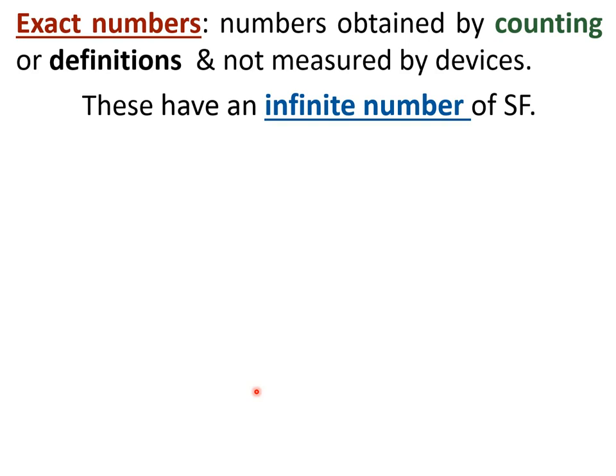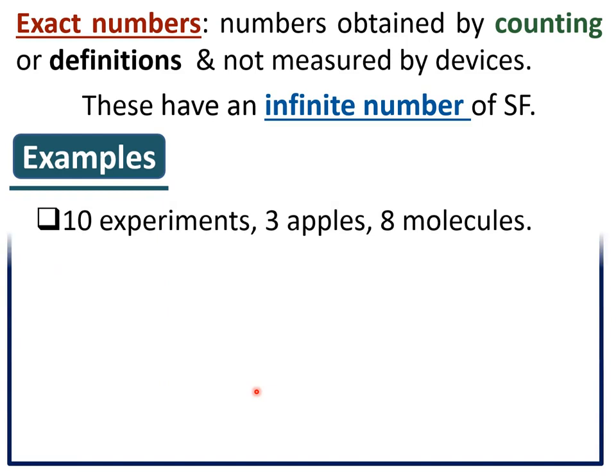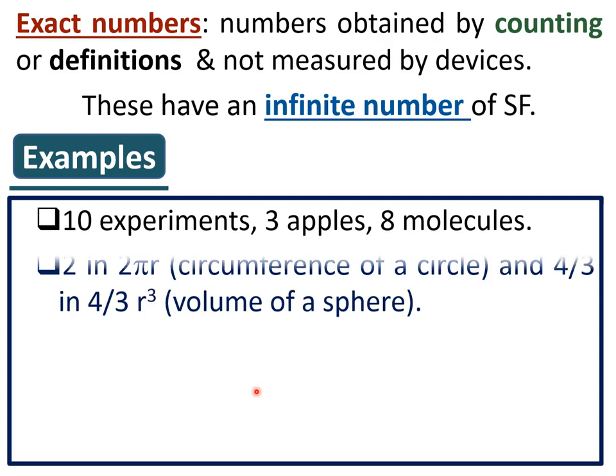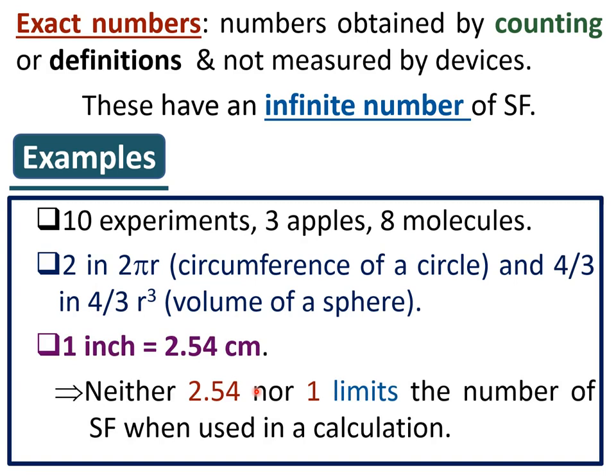Examples: 10 experiments, 3 apples, 8 molecules. If I asked you how many significant figures are in this number, 1 or 0 or infinite? Infinite, because it is an exact number. Also the 2 in 2πr, the circumference of a circle, or even the volume of a sphere: you should say infinite. And also in the 1 inch conversion to centimeters, they are all exact numbers. They contain an infinite number of significant figures.